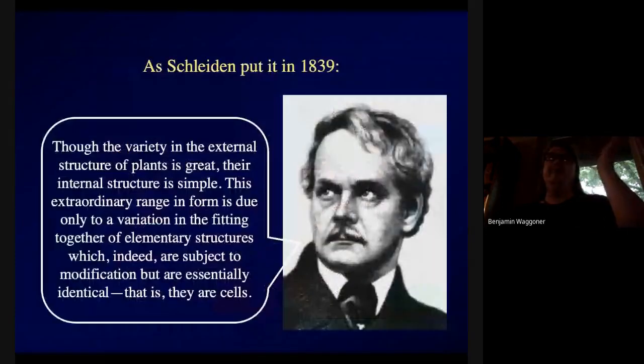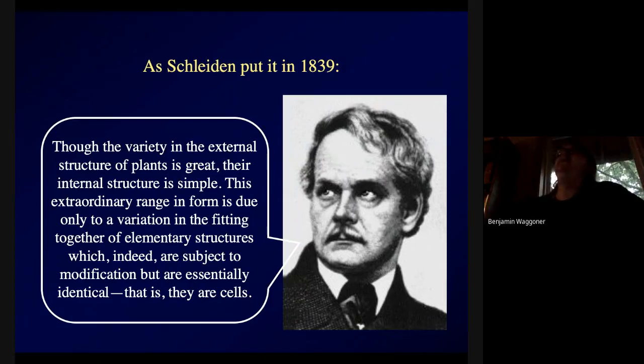And as Schleiden put it, though the variety in the external structure of plants is great, their internal structure is simple. This extraordinary range in form is due only to a variation in the fitting together of elementary structures, which indeed are subject to modification, but are essentially identical. That is, they are cells.